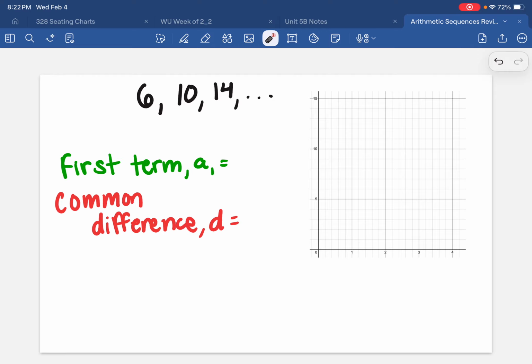With our regular linear functions, we know that we have continuous data. It can go with a domain of all real numbers. But for a sequence, the domain starts at 1, 2, 3, 4, 5, etc. We call those the counting numbers.